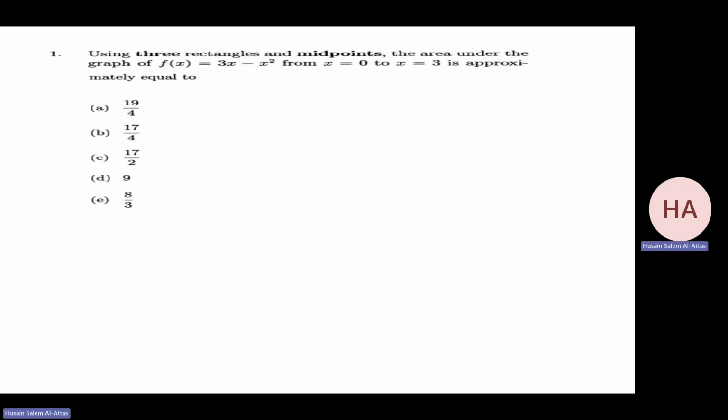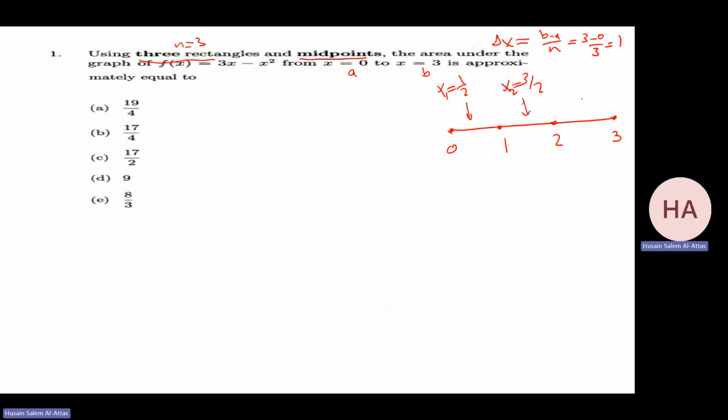Yeah, the same idea. 3 rectangles, n equals 3, midpoints, the area under the graph from x equals, this is A, this is B. Okay, do the same. That will be 0 up to 3. Delta x is B minus A over n, which is 3 minus 0 over 3, which is 1. So this is 1, this is 2. So my x1 will be a half. Yeah, fractions, so you need to deal with fractions. x2 is 3 over 2, x3 will be 5 over 2.